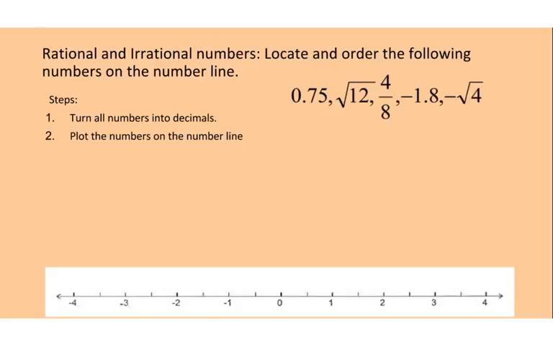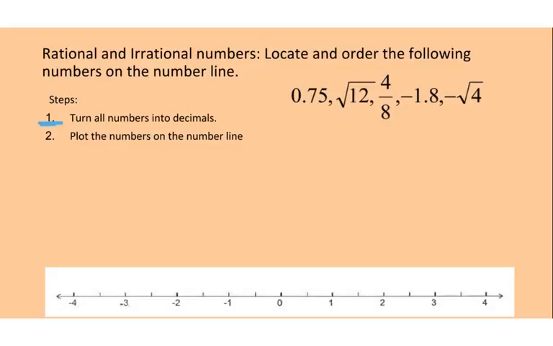You're going to locate and order those numbers on the number line. All right, so here's the important part. Nothing changes. We're going to do the very same thing. The first thing we're going to do is find decimals for everything, so they're all in the same form. And then we're going to plot the numbers on the number line. And for our purposes, we really only have to go to the nearest tenth.